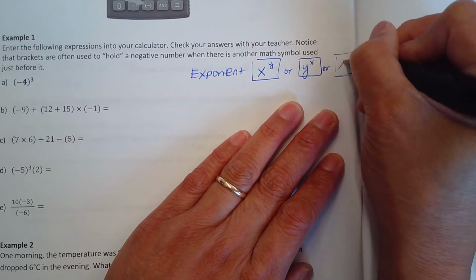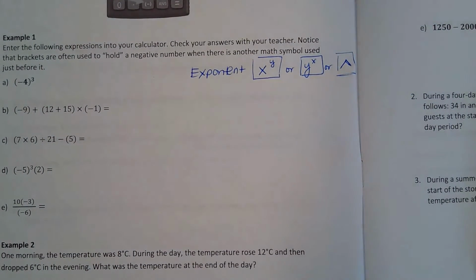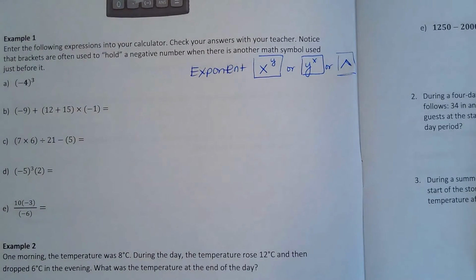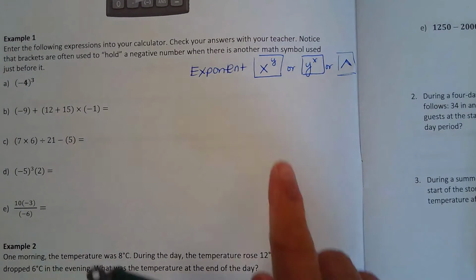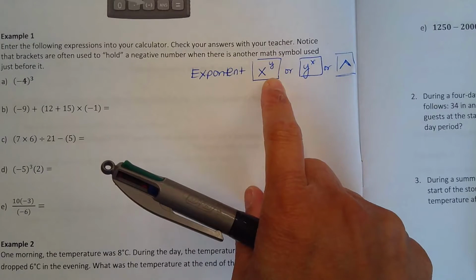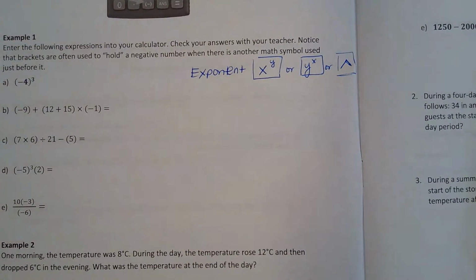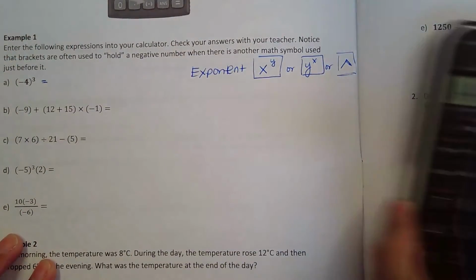the button that kind of looks like an upside down V. That's called a caret button. Okay? So you're gonna put brackets, -3 or 3 negative, depending on what your calculator is. Close that bracket, and then y to the x, x to the y, exponent 3. And let's see what that gives us.